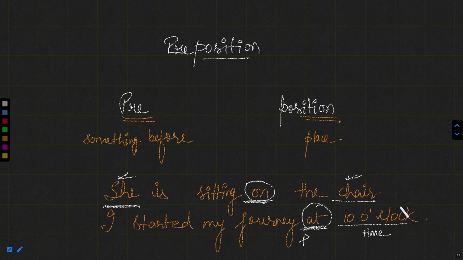So that is why this word is known as a preposition, which describes the position of the noun or pronoun used in the sentence. It relates that particular noun or pronoun with the other part of the sentence, which has been used just before that particular time or position in the sentence.